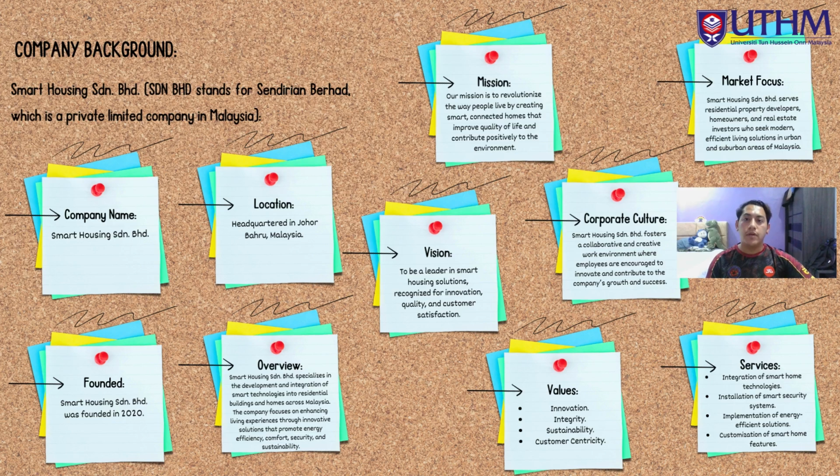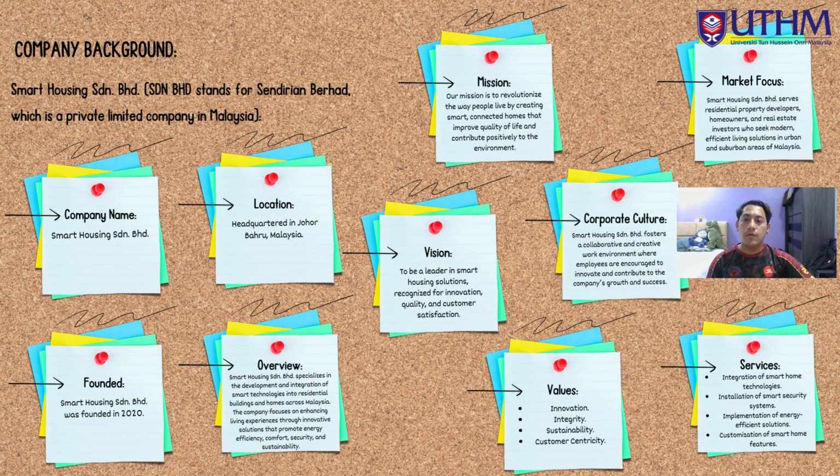All right. Before I pass to my next presenter, this is the last slide for part A. So, I will explain about our company background. Our company is Smart Housing Sdn Bhd. Sdn Bhd stands for Sendirian Berhad, which is a private limited company in Malaysia.